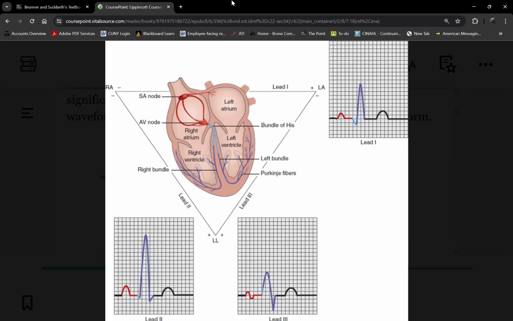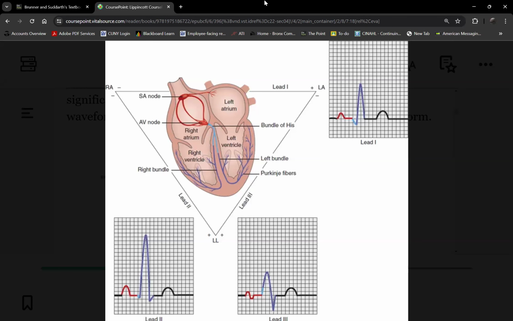The other job of the AV node, besides being a backup pacemaker, a secondary pacemaker, is a very important one: to delay the transmission of the impulse coming from the SA node. Once the SA node fires, the electrical impulse would reach the Purkinje fibers instantaneously, but it does not happen because the AV node delays the transmission of the impulse. It holds on to the electrical impulse for how long? 0.12 to 0.2 seconds.